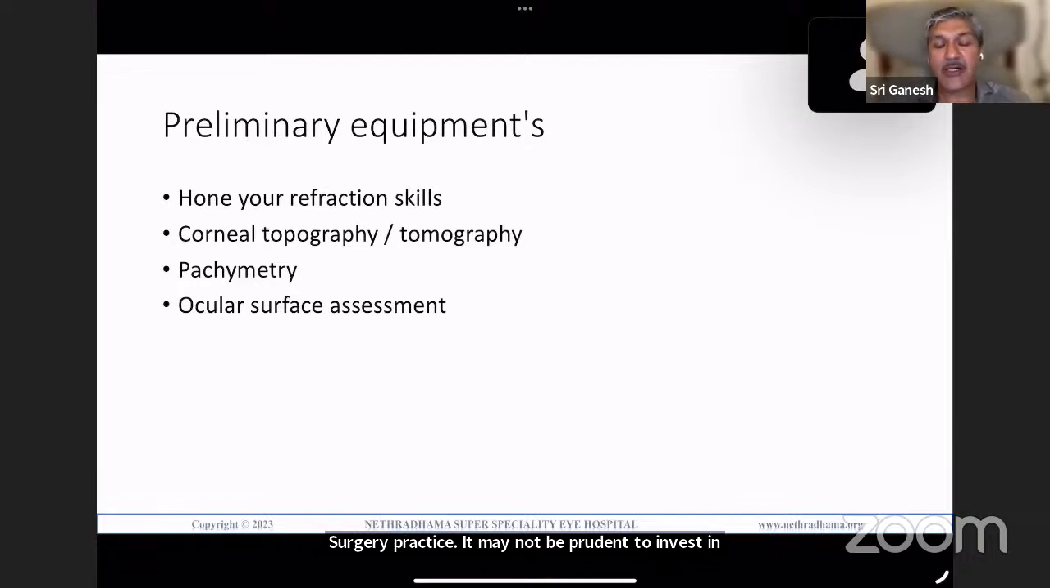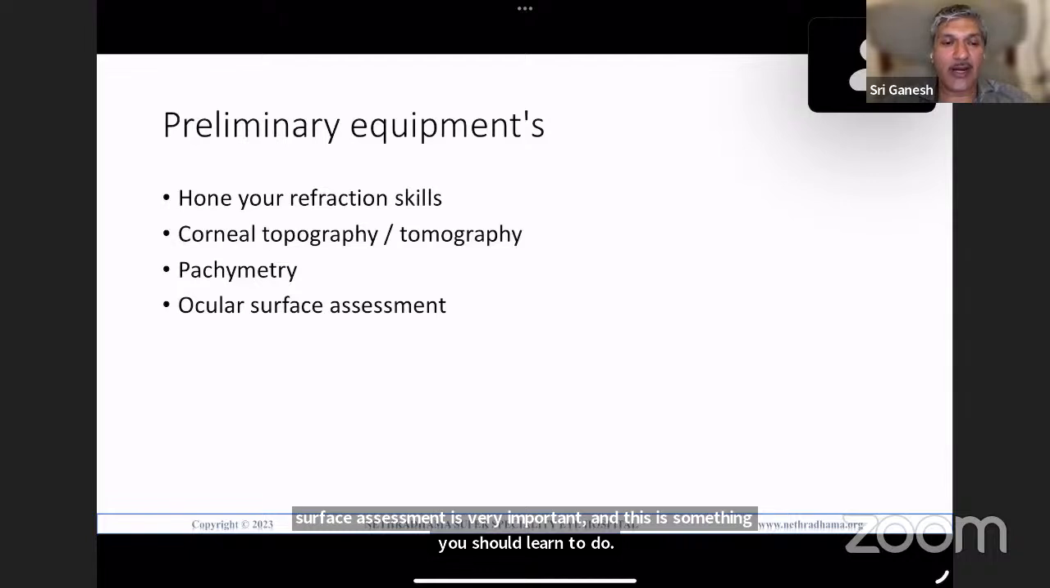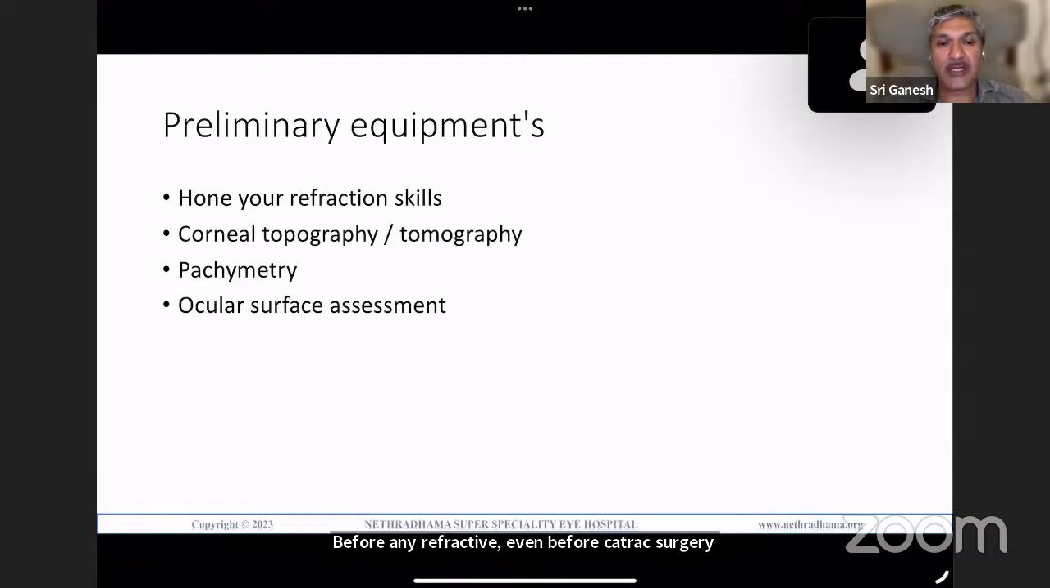Ocular surface assessment is very important, and this is something you should learn to do before any refractive surgery, even before cataract surgery. So you have the ASCRS guidelines, you have the DEQ and the SPEED questionnaires. You should learn how to do an ocular surface assessment, a TBUT and Schirmer's.